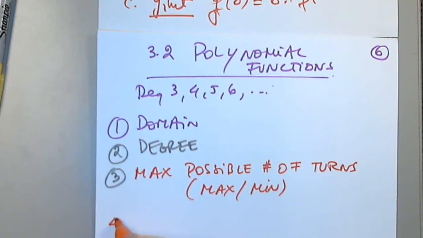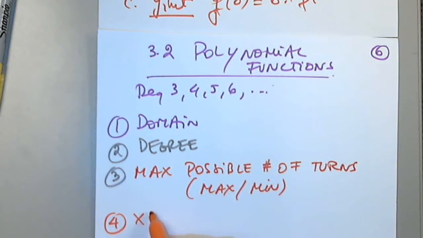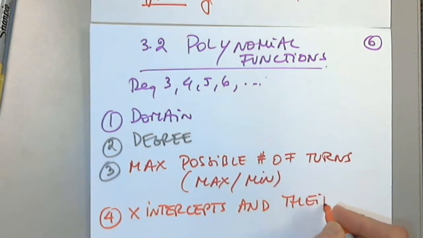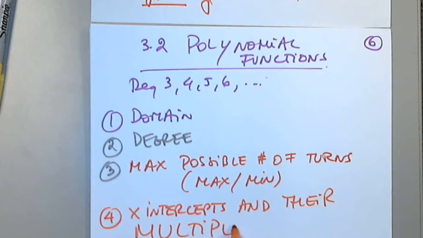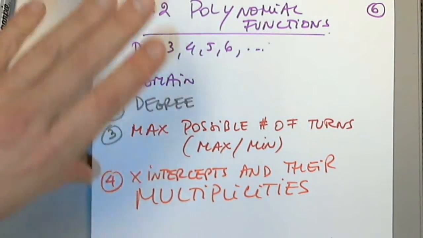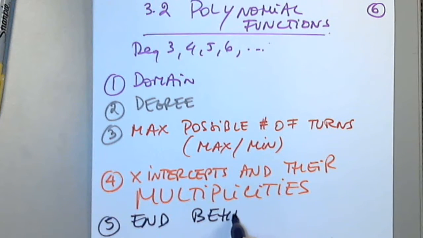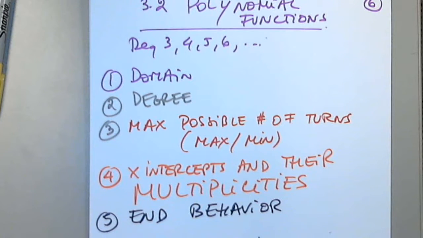Number 4, X-intercepts. And what follows is something we haven't talked about before: their multiplicities. X-intercepts, and each X-intercept has a multiplicity. We'll talk about it in a minute. Number 5, end behavior. Haven't talked about this before. We have, but I haven't really mentioned it that way.